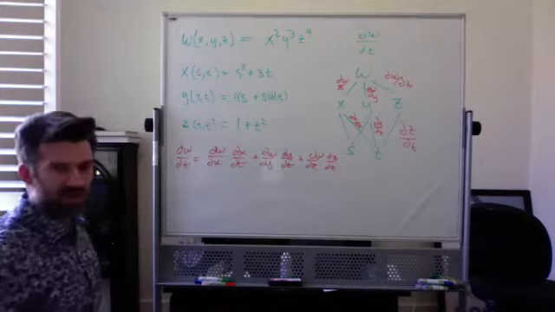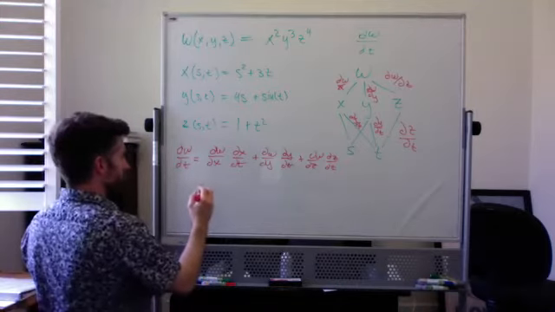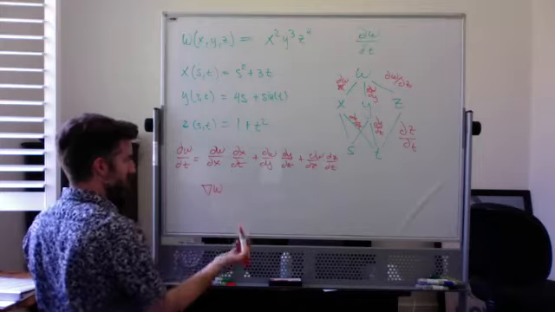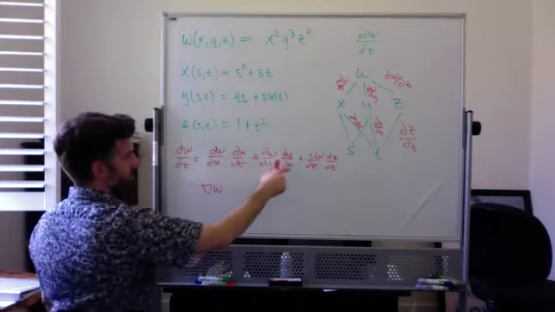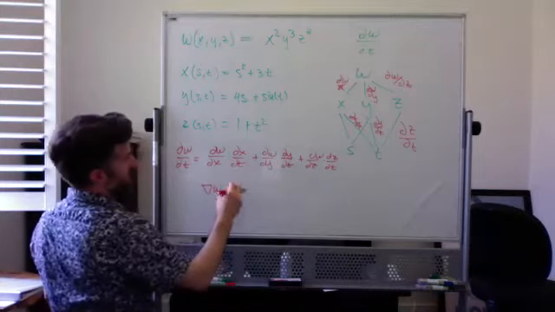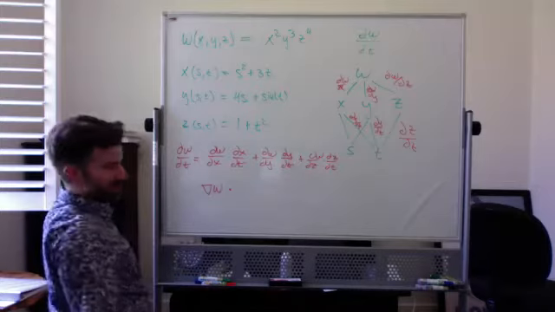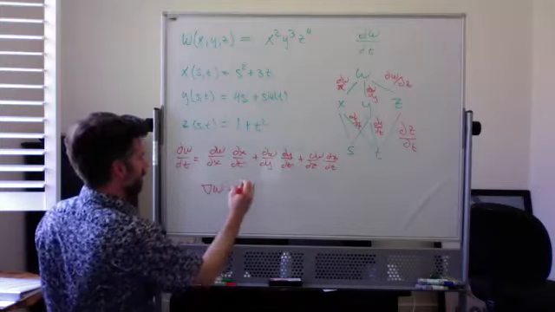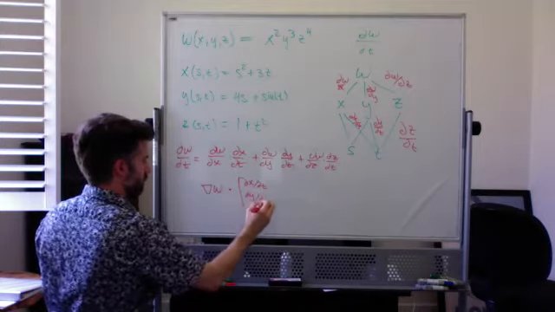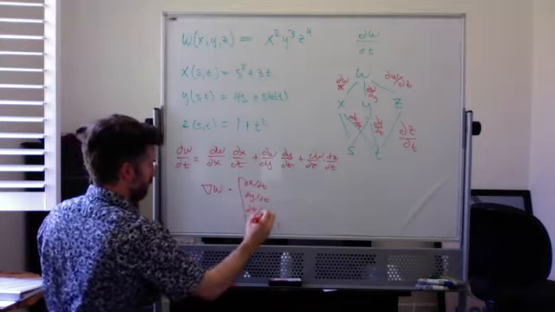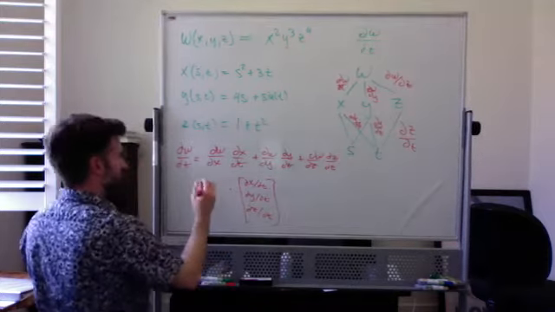But you can totally think of this as two vectors being dotted together. It's the gradient of w, which is just the partials of w with respect to x, y, and z, dotted with the partials of x, y, and z all with respect to t, which I don't know what you call that. You could totally write it this way if you wanted to. I don't think it's really necessary.